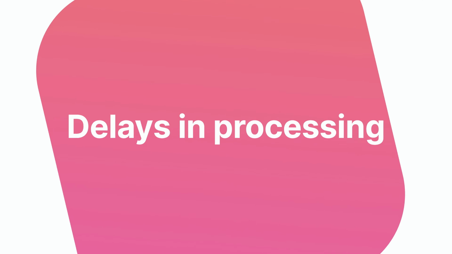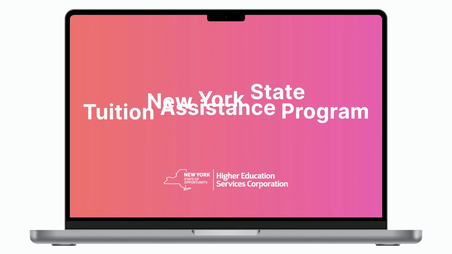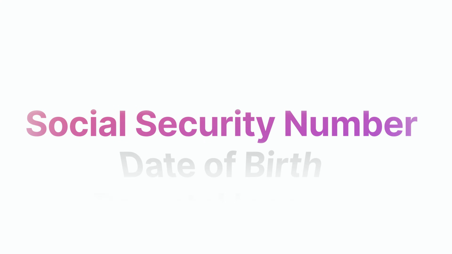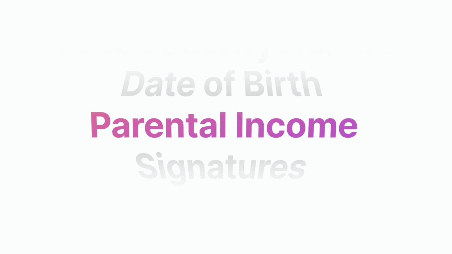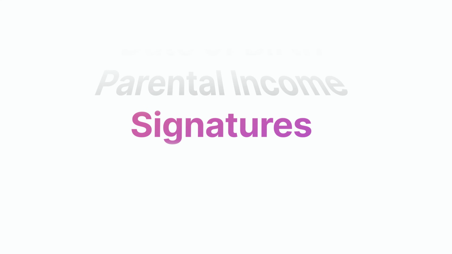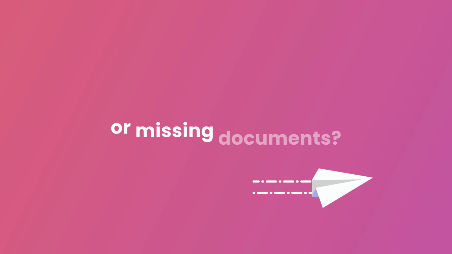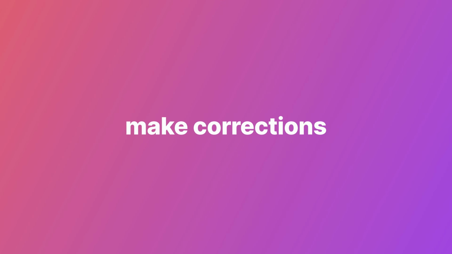Did you know that delays in processing your application for the New York State Tuition Assistance Program, or TAP, may be a result of errors in the information you reported in your application, like a wrong Social Security number or date of birth, missing parental income, or missing signatures? If you've received a notification that your TAP application can't be processed because it needs a correction or is missing documents, this is an easy fix, and we'll show you how to review your application and make necessary corrections in just a few easy steps.